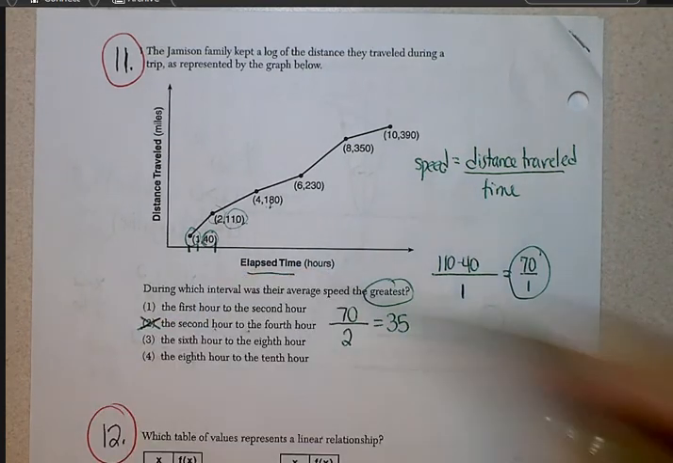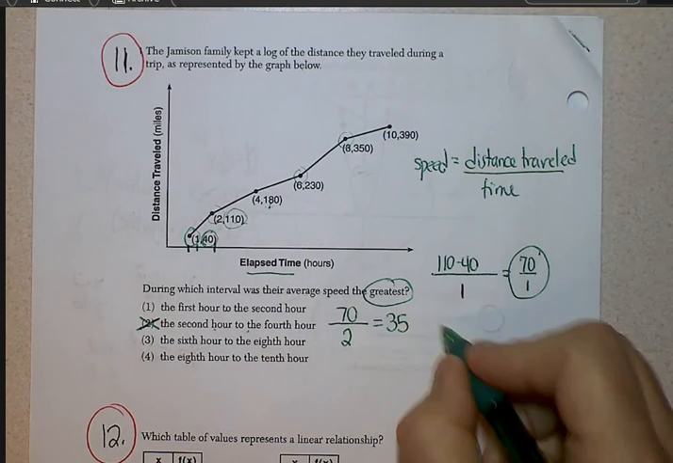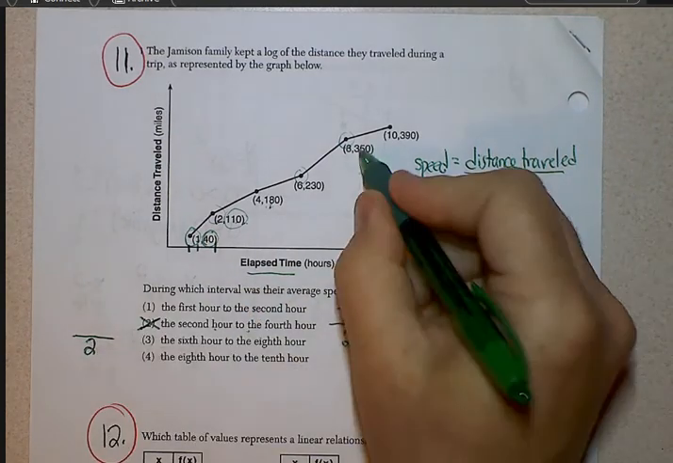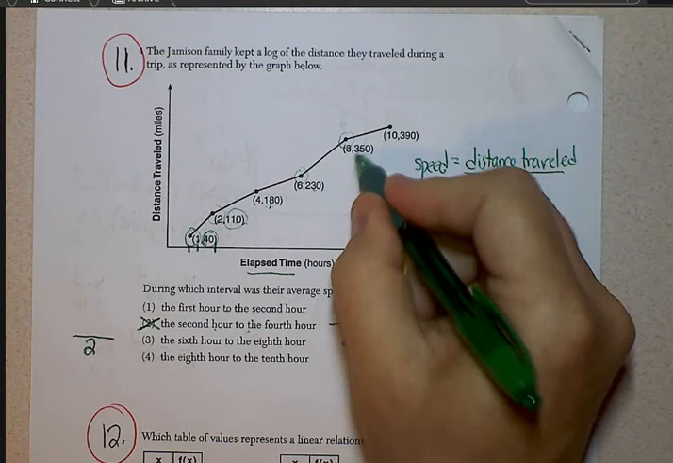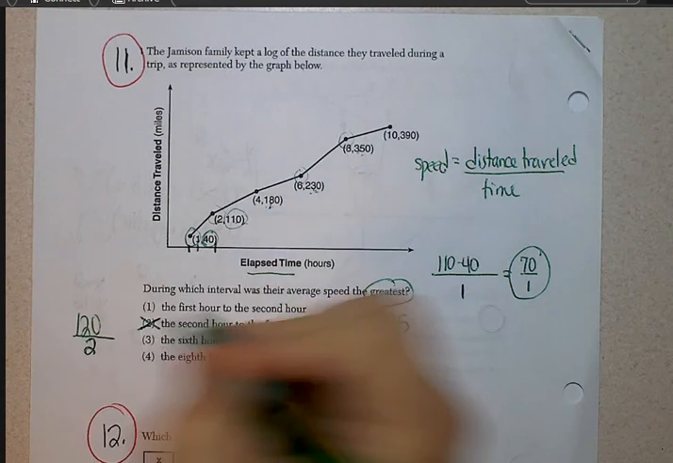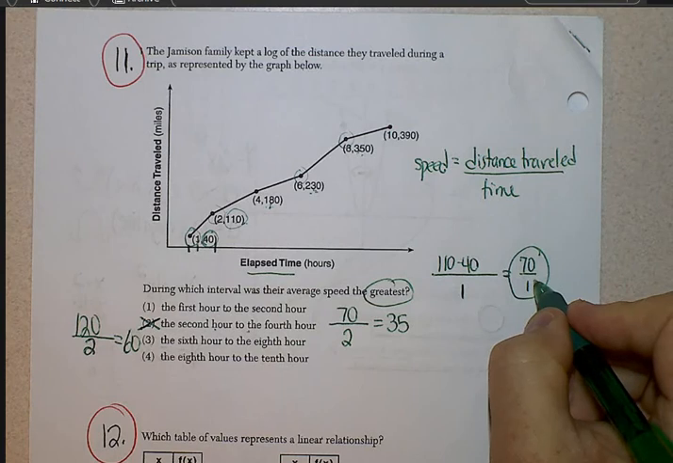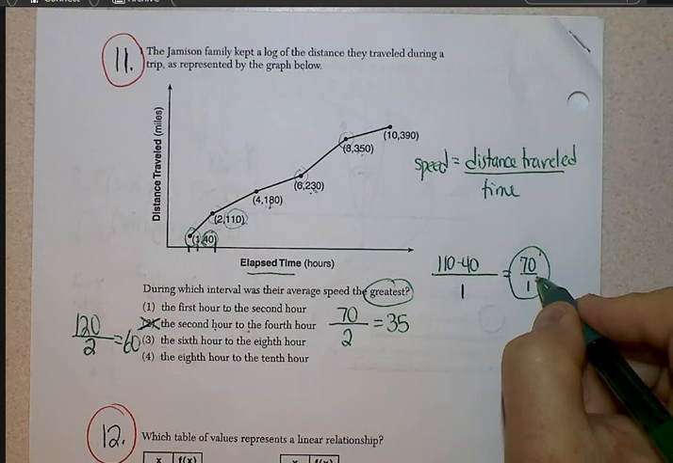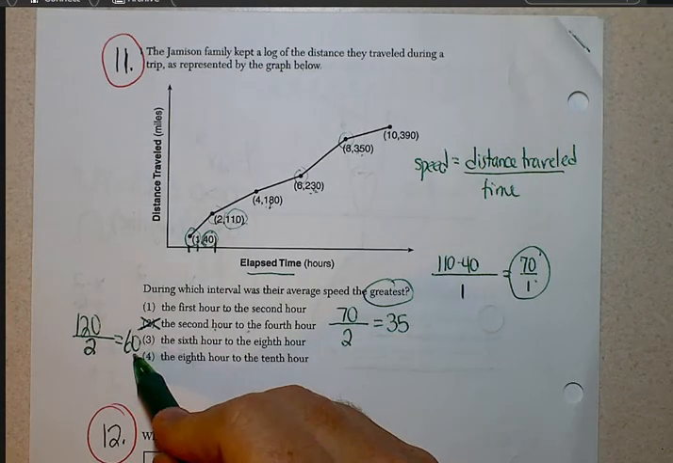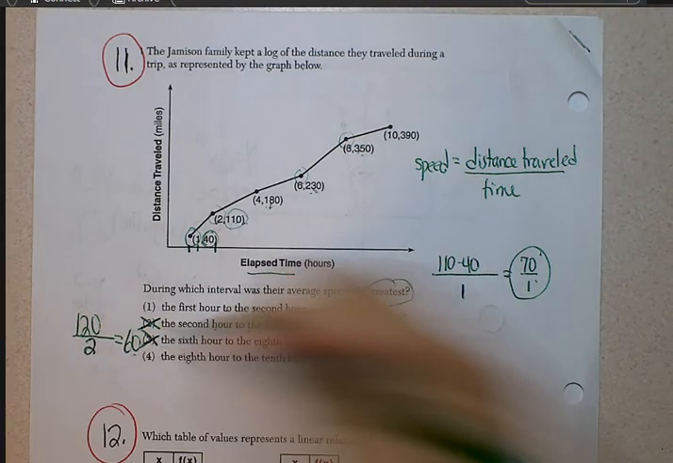We move on to the 6th to the 8th hour, from here to here. Well, again, the 6th to the 8th hour will come over here. That's going to be a change in 2 hours. And in that change of 2 hours, we're going to subtract these two numbers. 350 minus 230 is 120. And when we divide that, we get 60. Again, 70 was the rate we traveled in the first hour. Now we're at 60 as an average speed in hours 6 through 8. So again, we're going to get rid of that because 70 is greater than 60.